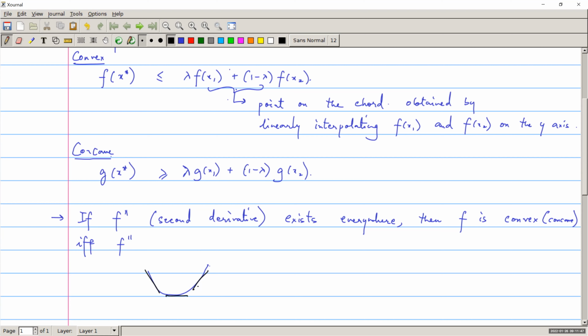What is happening to the derivative? It goes from negative to 0 to positive.